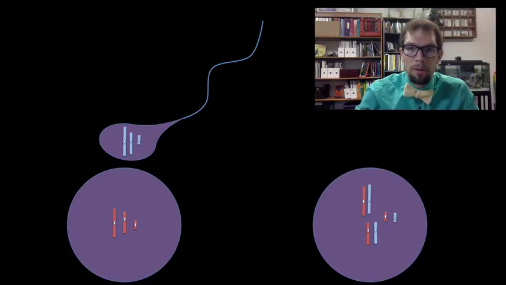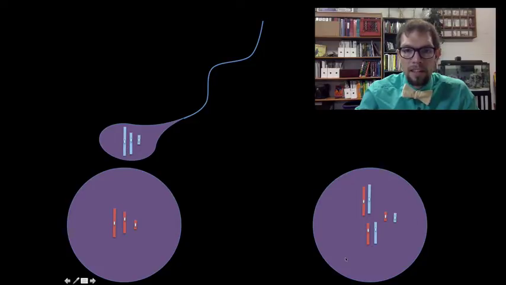Gametes are what are produced through meiosis. So the gametes are your sperm cells and your egg cells. Now these are haploid, meaning that they only have half the chromosomal number. So they don't have the pairs of chromosomes that you would normally see in a diploid cell.